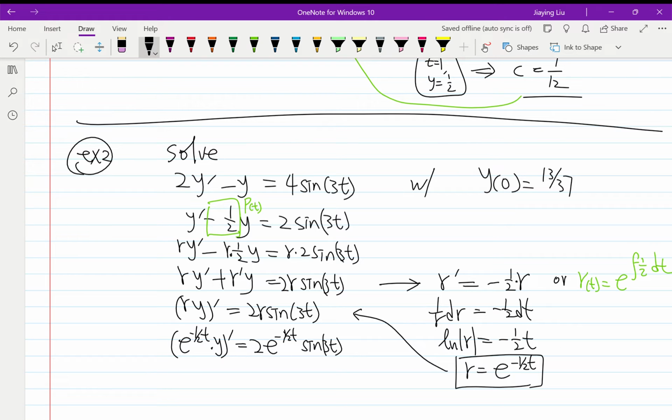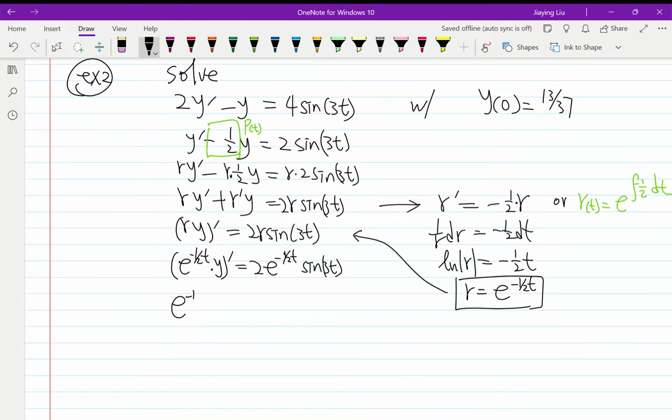So the next step is to integrate. So I get e to the negative 1/2 t times y equals the integral of 2 times whatever the rest is, but I'm going to bring the 2 outside. So I get e to the minus 1/2 t sine 3t dt. And we have to do a little bit more heavy lifting to figure out what this integral is. But question for you, which technique do we use to integrate that?